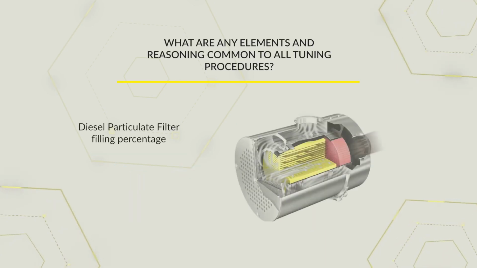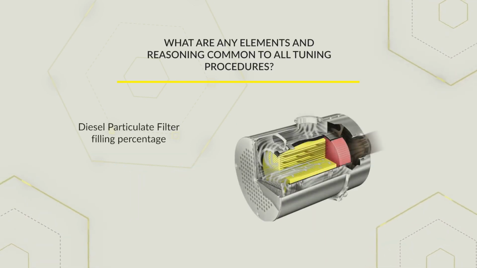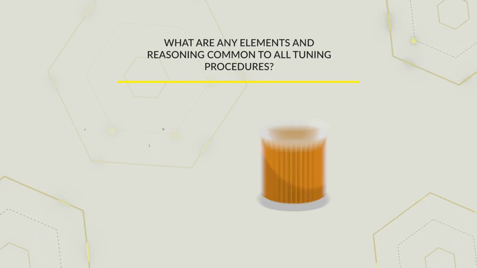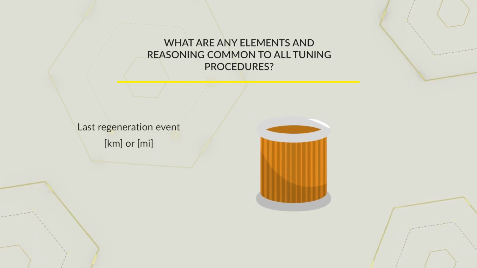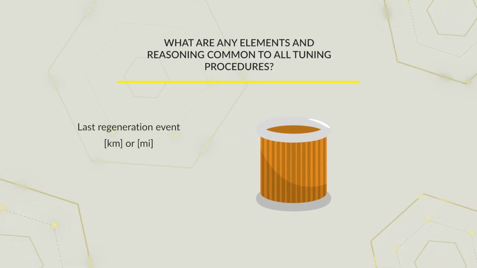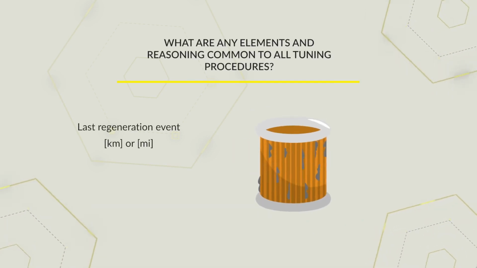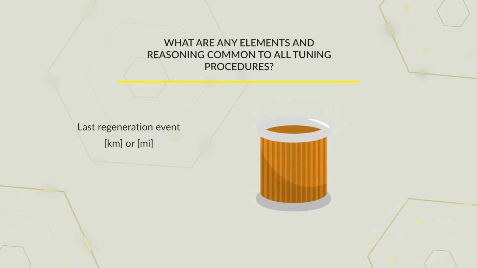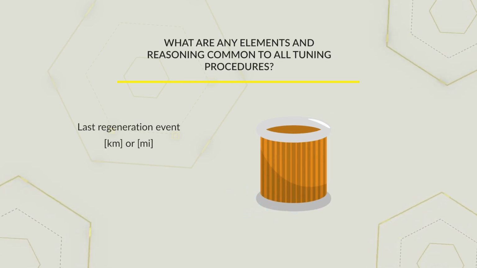Diesel particulate filter filling percentage. The percentage should be less than 90%. Last regeneration event. Diesel cars usually have a precise distance programmed in the ECU relating to the last regeneration that took place. It is best to start the tuning process immediately after the filter regeneration event.